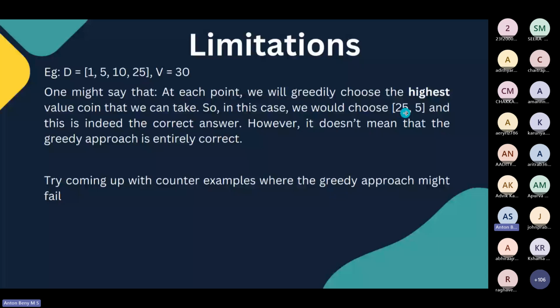If you think there's no other way you can get it with one coin, so the minimum number of coins needed is 2: 25 and 5. However, it doesn't mean that the greedy approach is entirely correct. This is just one test case, and in this case, the greedy approach is correct. However, that doesn't mean it's correct for all possible questions. So try coming up with counterexamples where the greedy approach might fail. I'll give you guys a minute.